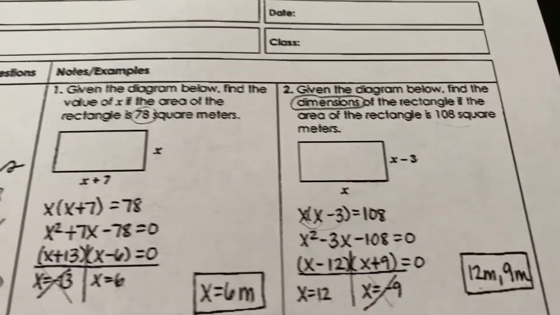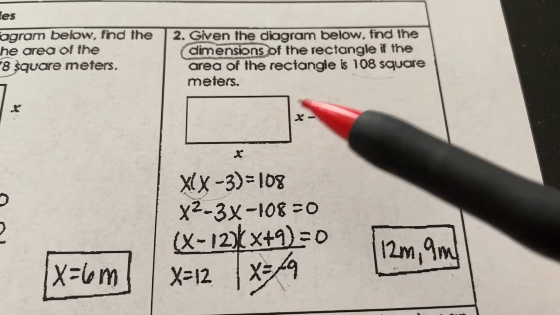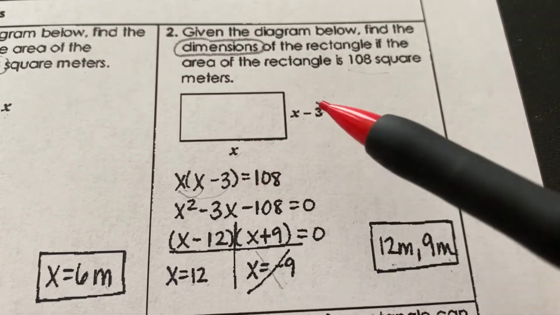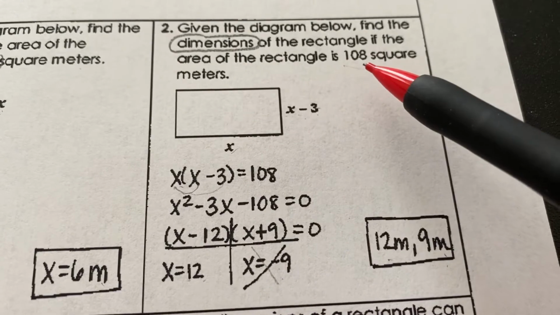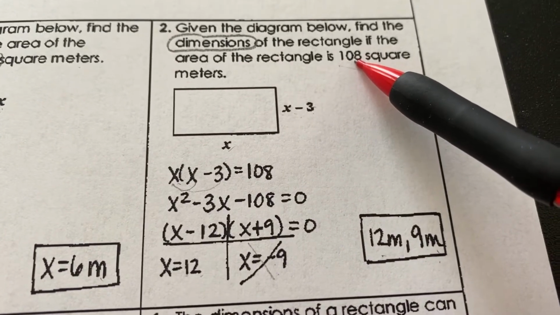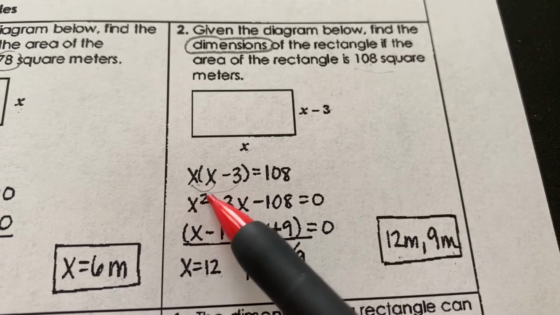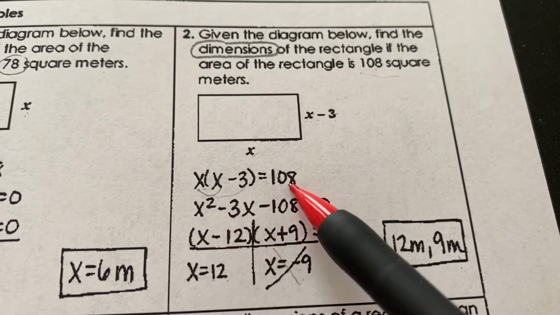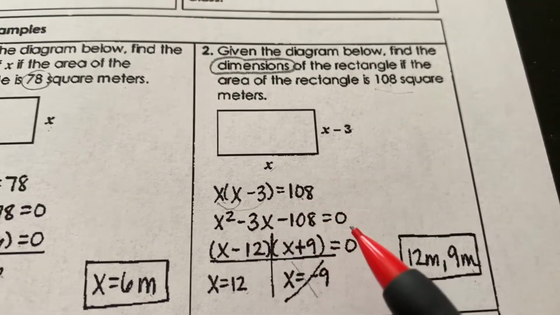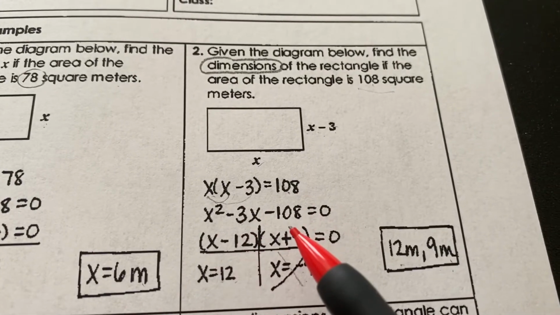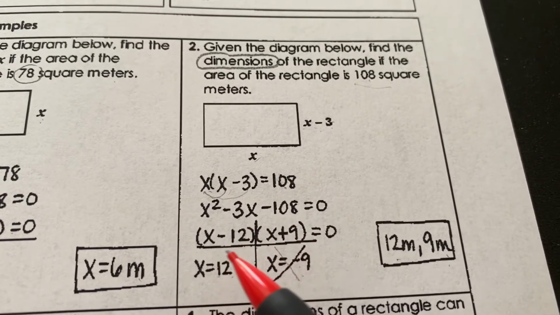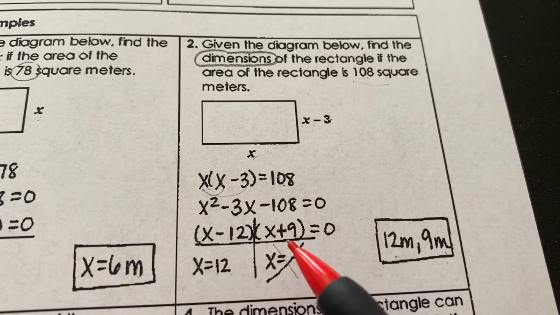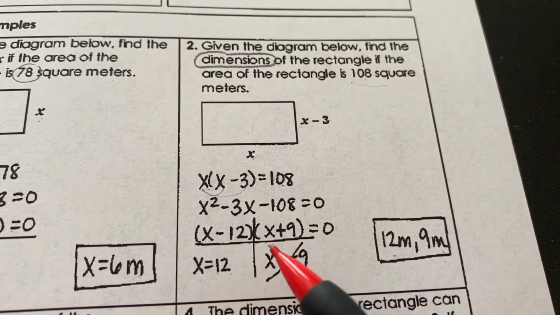All right, now number two is the same type of problem. Again, I'm going to be multiplying length times width, and it should equal 108 square meters. And so I would start by multiplying them with distributive property, and then I would do a negative 108 to both sides to get it all on the same side. And I'm going to try to factor first. If it didn't work, I'd go on to the quadratic formula, but it did work.